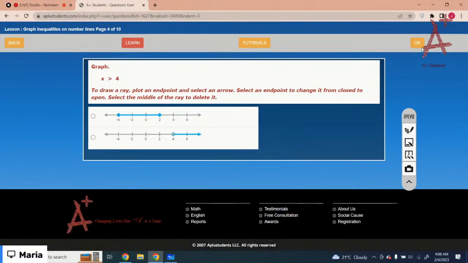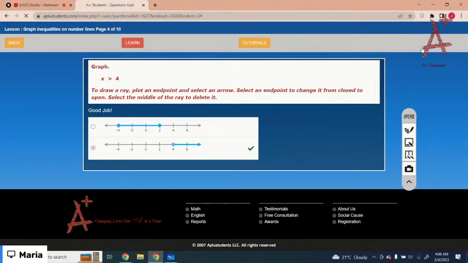Okay, x is greater than 4. So that means x cannot be 4. Got it? So you have an open circle at x equal to 4. So that would be the second option. And all the values are greater than 4. That means x can be any value that is greater than 4. So it must be pointing at the right hand side. So it would be the second option. Got it? So select the correct option and click on the OK button.